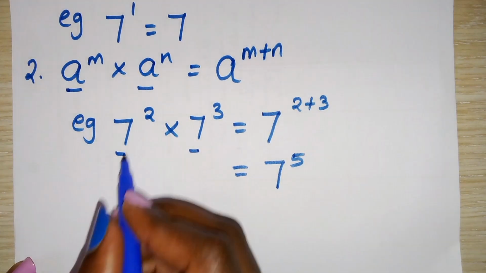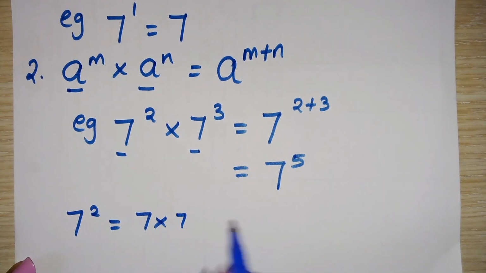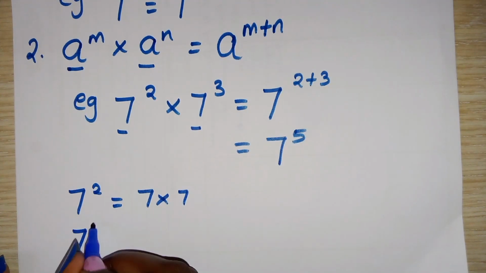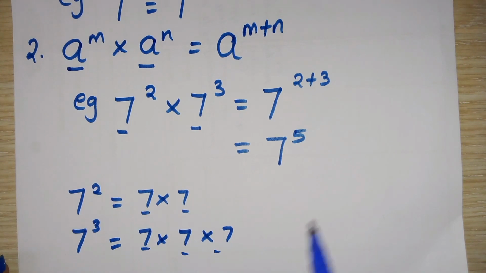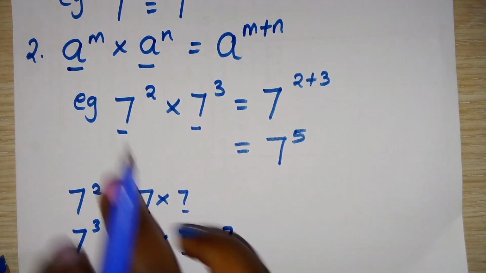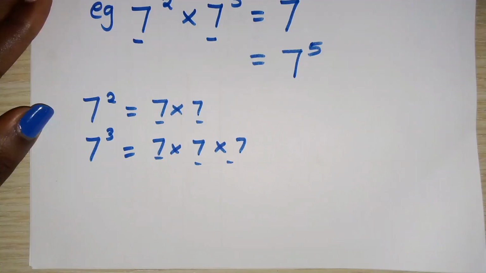Just to expand a little bit on this one, 7 power 2 is the same as 7 times 7, and 7 power 3 is the same as 7 times 7 times 7. So how many 7s do we see in total? We have 1, 2, 3, 4, and 5. That's why we add when it's the same base. So you just add the powers when it's a multiplication.